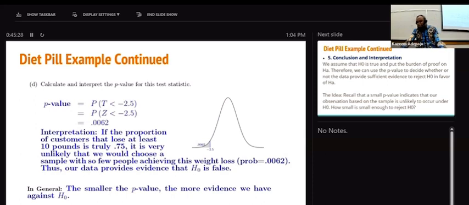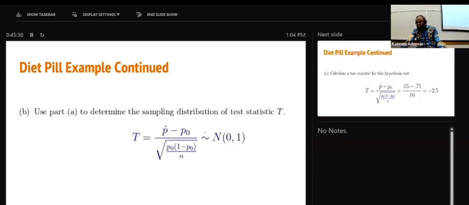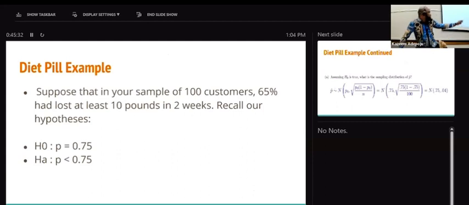We are rejecting this guy. We are rejecting H0. When we reject H0, what happened? We are accepting the alternative. Then it means that's a propaganda from the company. The company is not telling the truth.